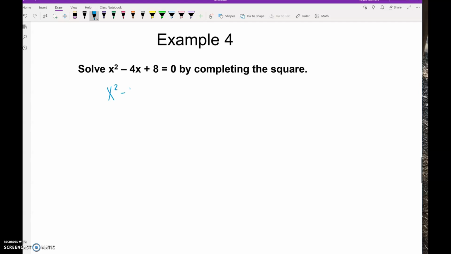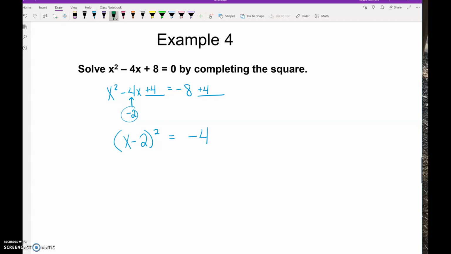Okay, I will start by subtracting 8 on both sides. 2 times what is negative 4? That'd be negative 2. Negative 2 squared is positive 4. Have you noticed in all of these problems we are always adding something? When you square something, it's going to be positive. Negative 2 times negative 2 is positive 4. And that number is negative 2, so it factors into x minus 2 squared equals negative 4.